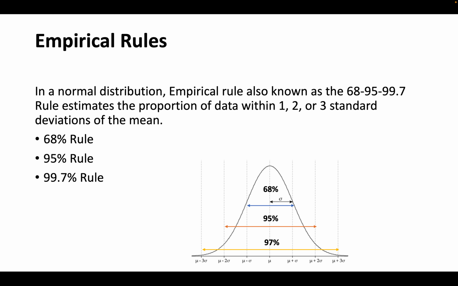These rules are particularly useful when dealing with normally distributed data because they provide a quick way to estimate the percentage of data points within a certain range of values without needing to calculate specific percentiles or perform complex statistical analysis.